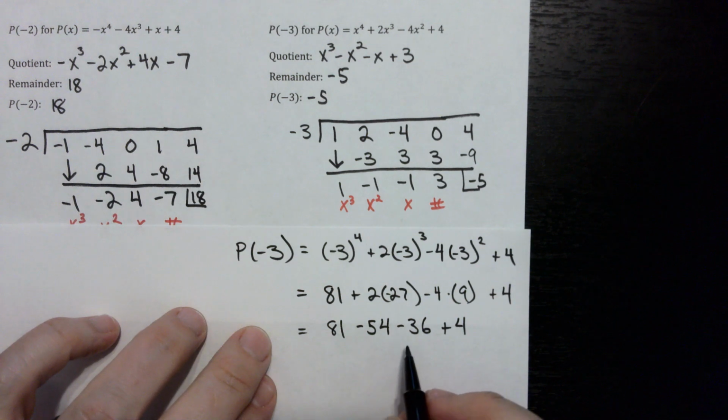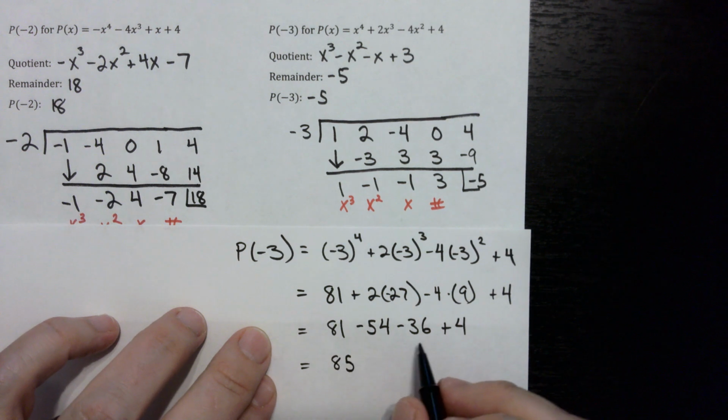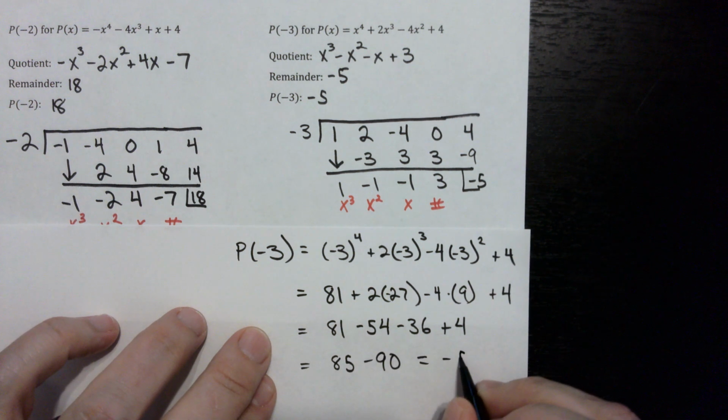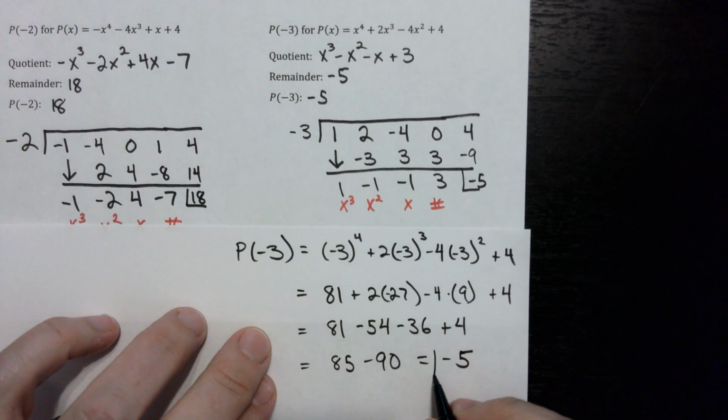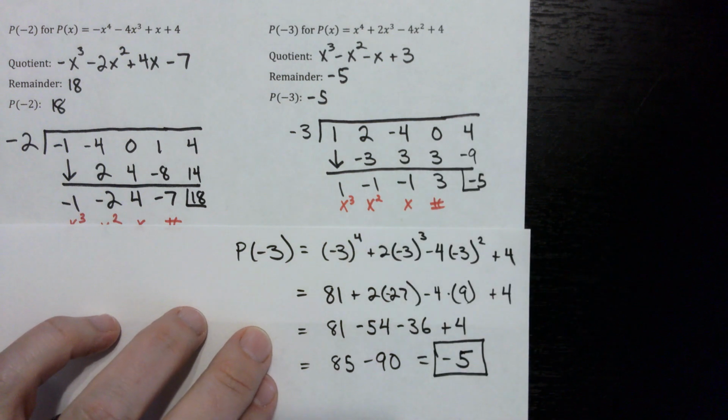Okay, let's add the negatives and the positives together. So the two positive numbers added up give you 85. And if you add these two up, you get 90, so minus 90. Okay, and 85 minus 90 is negative 5. So we evaluated the function the long way, but we still got the correct answer. This way is much shorter. Not always, but a lot of times.